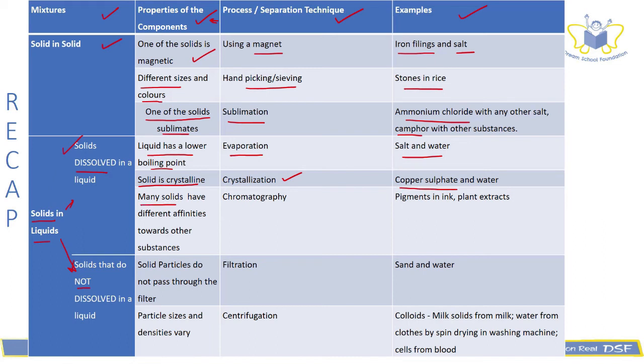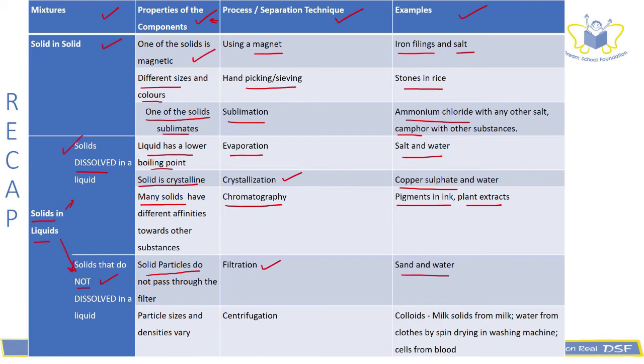Then many solids have different affinities towards other substances. We will make use of chromatography. Example is pigment in ink, plant extracts. Let us now look at solids that do not dissolve in a liquid. The solid particles do not pass through the filter. Hence, we can use filtration as the technique. Example is sand in water.